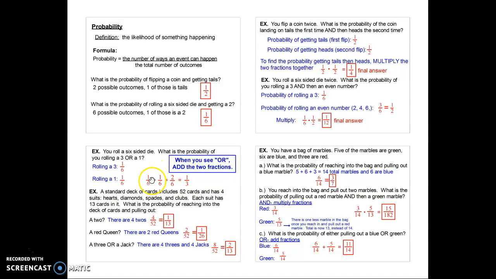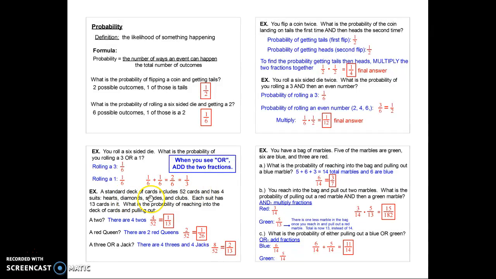So now I am adding these probabilities together because it said or. So I'm taking both of the events separately and adding them together. Now, when you add fractions, you have to make sure you have a common denominator. So in this case, the denominator of both of my fractions that I'm adding is the same. Because of that, I can simply add my numerators and leave the denominator exactly the same as what it was. So 1 plus 1 gives me 2. My original denominator was a 6, so my final denominator is a 6. Now, 2/6 does reduce. With probability, if you're able to reduce the fractions, you need to reduce. So our final answer is 1/3.